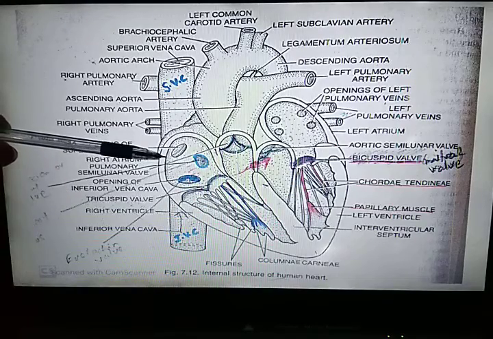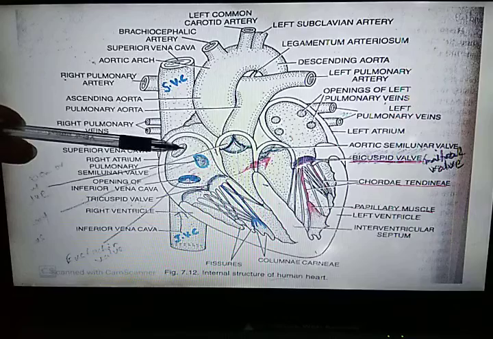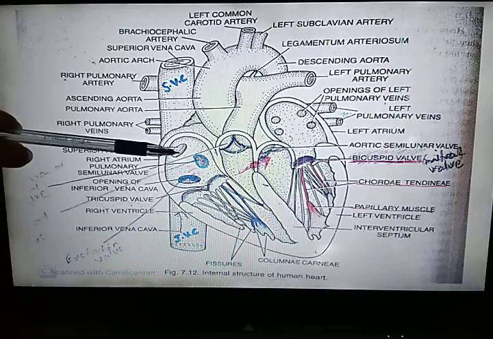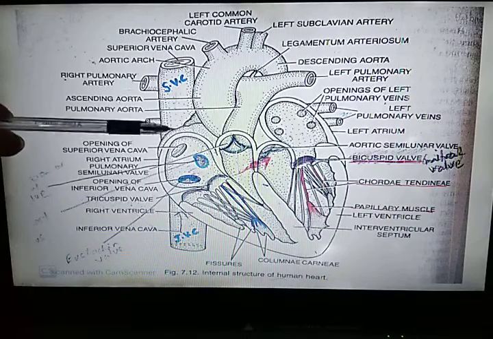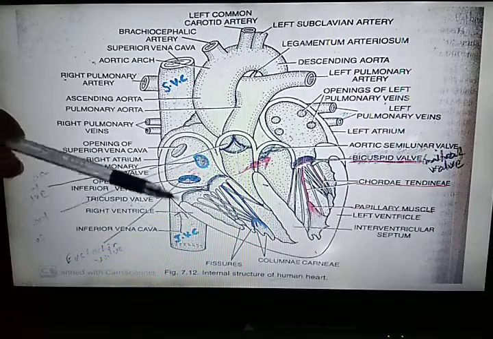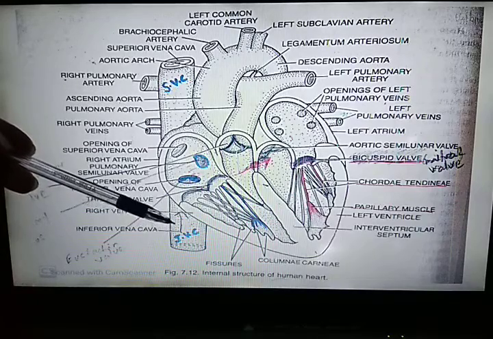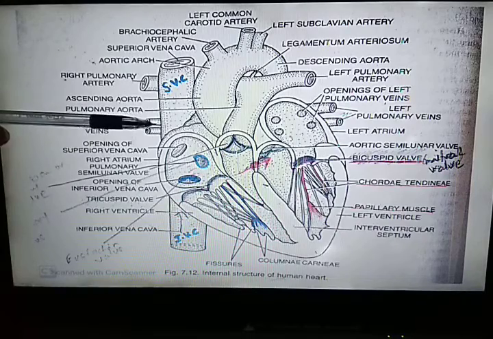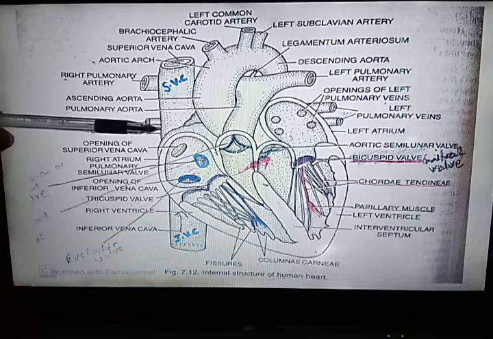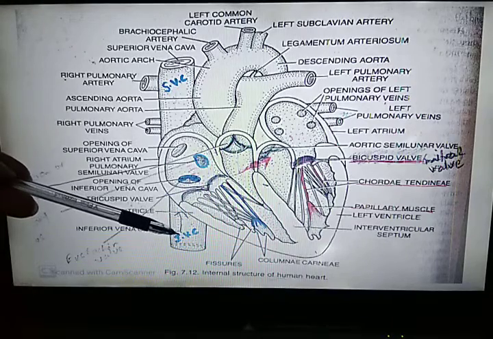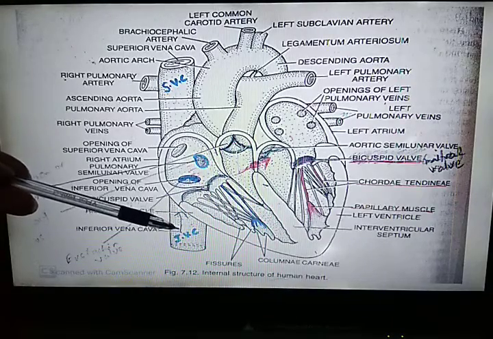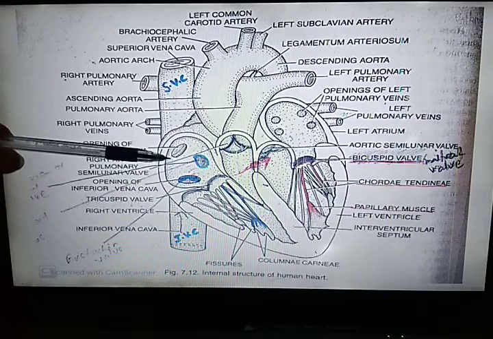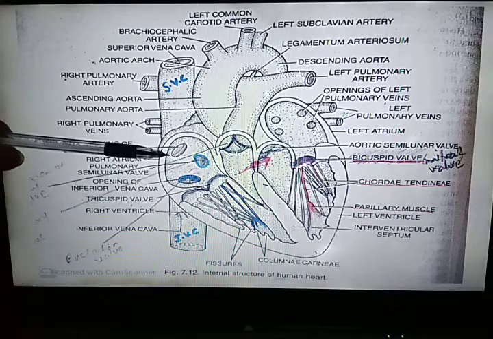First of all, the right auricle. The right auricle receives blood through two large veins known as the superior vena cava and the inferior vena cava. The superior vena cava brings deoxygenated blood from the head and upper region of the body, whereas the inferior vena cava returns the deoxygenated blood from the lower region of the body.